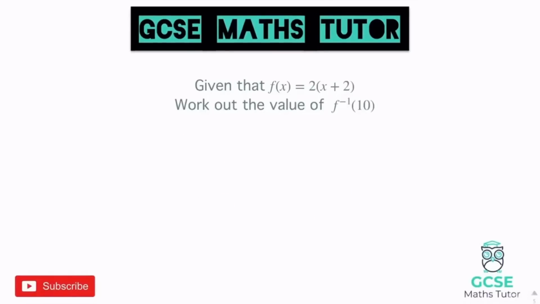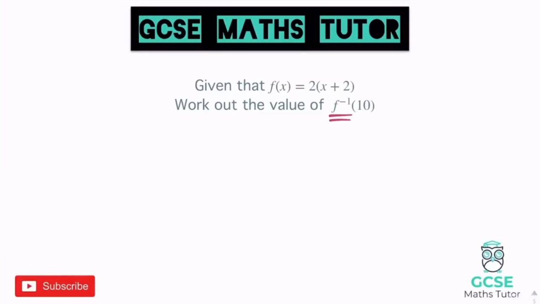So this question says, given that f of x equals 2 brackets x plus 2, work out the value of f minus 1 of 10. That f minus 1 still means the inverse function, but with a 10 in there it's going to want us to do something with that in a second. We'll talk about that once we get the inverse function. But first things first, let's find an expression for the inverse of f.